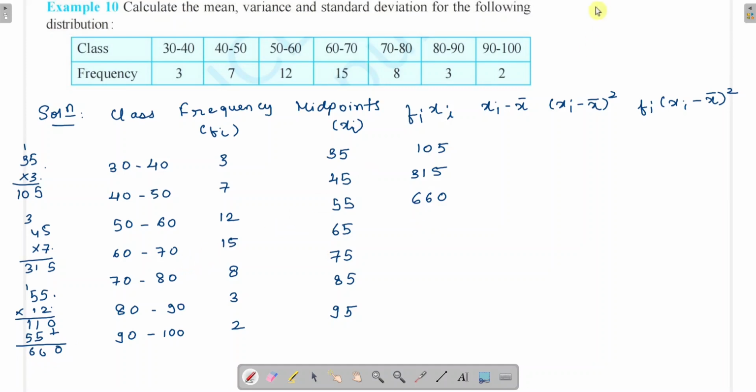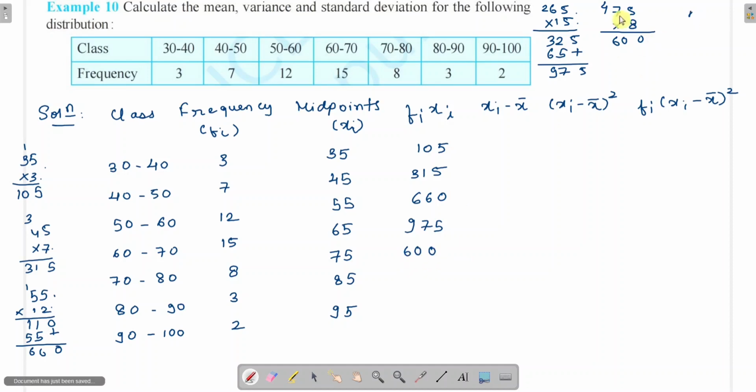Then 65 times 15: 5 fives are 25, 5 sixes are 30 plus 2 is 32, plus 1 times 5 is 5, 1 times 6 is 6, so 975. 75 times 8: 5 times 8 is 40, 7 times 8 is 56 plus 4 is 60, so 600. 85 times 3: 5 threes are 15, 3 times 8 is 24 plus 1 is 25, so 255. And 95 times 2 will be 190.